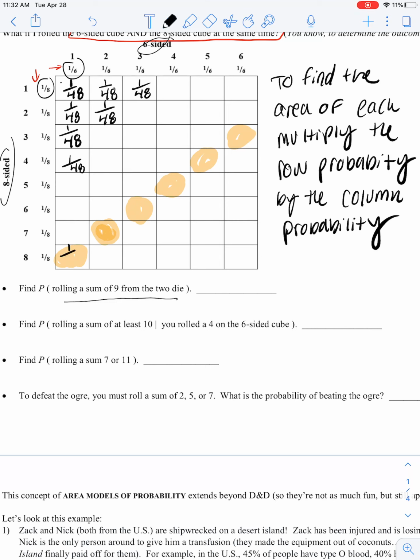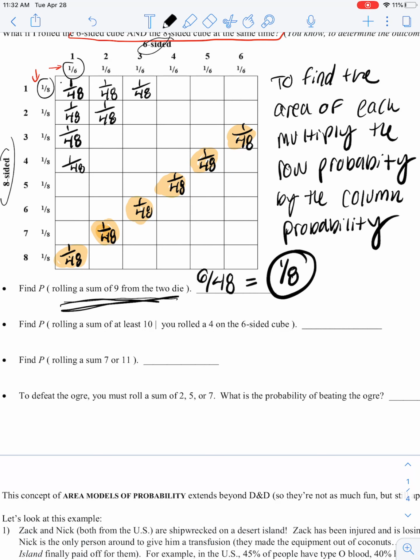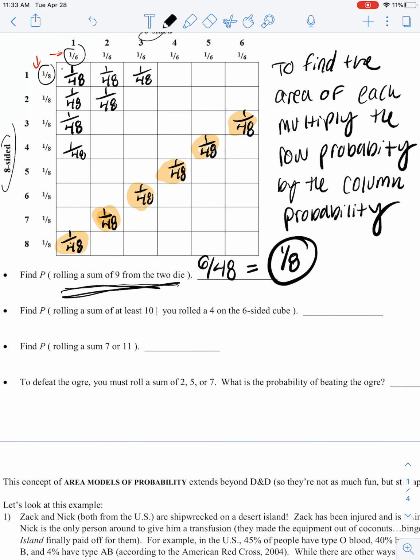So remember, all of these have that 1/48 chance. So I can use this model to find the squares that fit what the question's asking. Those 1, 2, 3, 4, 5, 6 squares satisfy this event. So I have a 6/48 chance of rolling the 2 dice and their sum being 9, which remember we need to simplify to 1/8. I have a 1/8 probability of rolling the 2 dice and their sum being 9. Let's look at the next question.